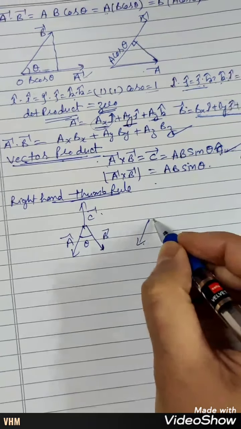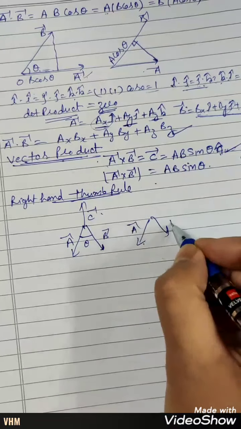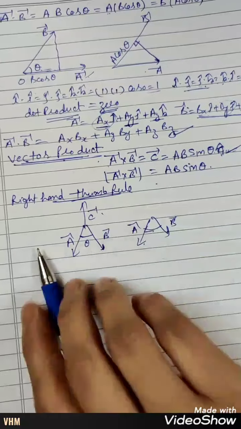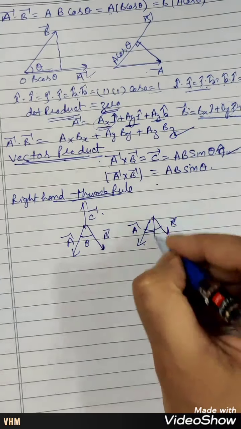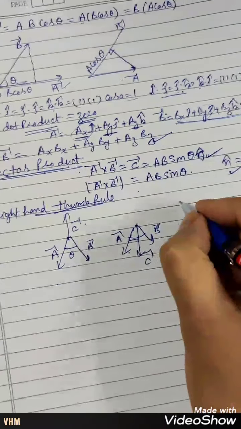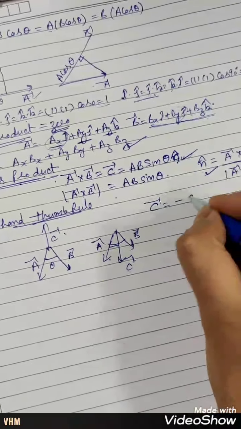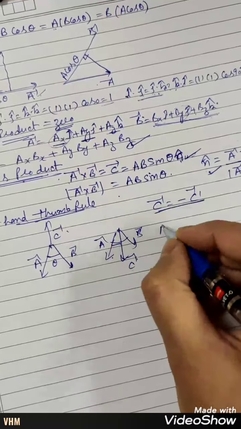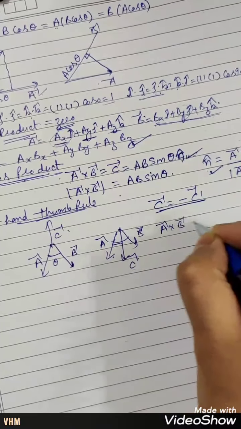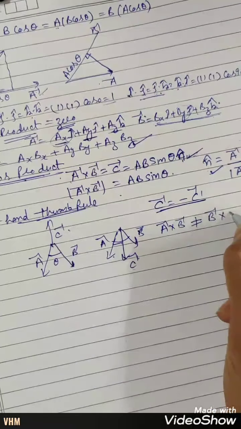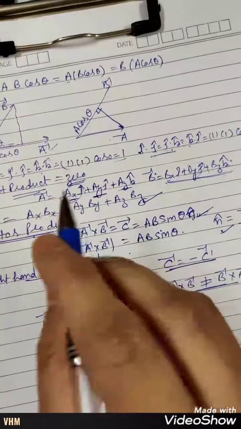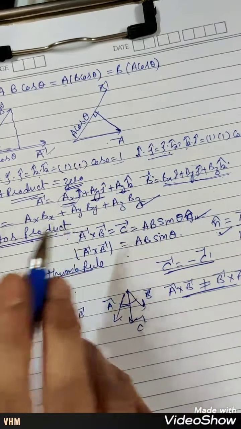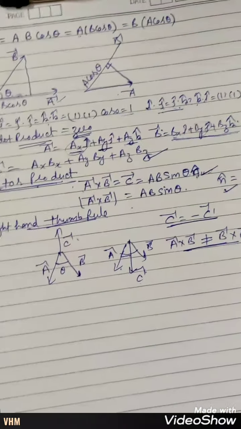And if we again have the two vectors, a vector and b vector, and we say b cross a, then it will become the downward vector, that is c dash. And c vector is opposite to the c dash vector. This means a cross b is not equal to b cross a, that is the opposite vector. But a dot b is equal to b dot a, because that is a scalar quantity.